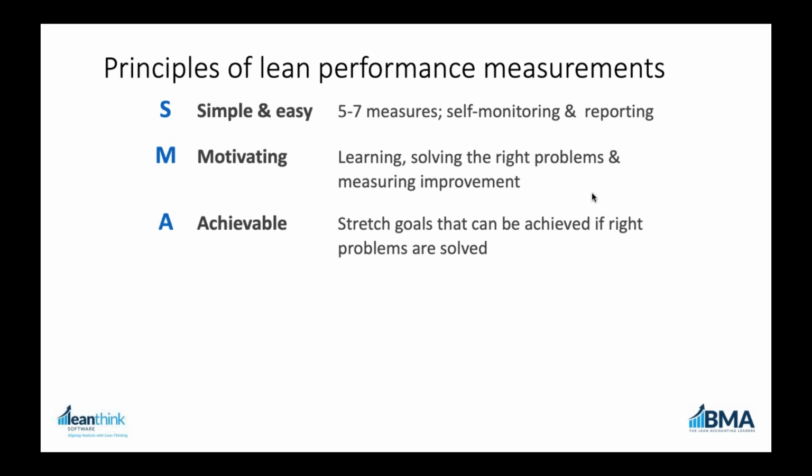So the goals of improvement need to be achievable. They need to be stretch goals that, if you really focus on understanding problems and issues and you focus on solving the right problems, you will achieve the goals. A typical stretch goal in a lean organization is 20% annual improvement in a performance measurement.